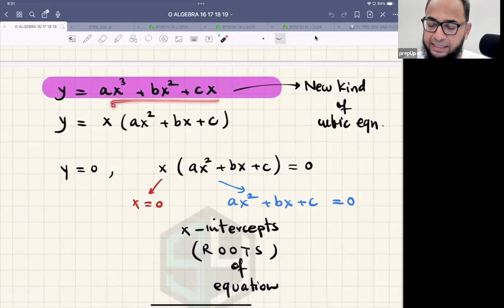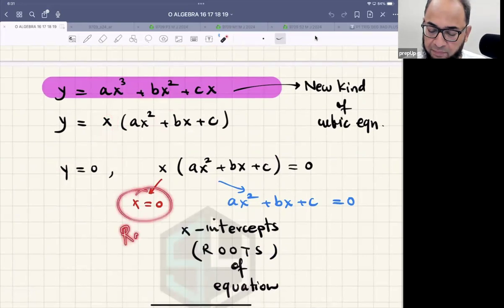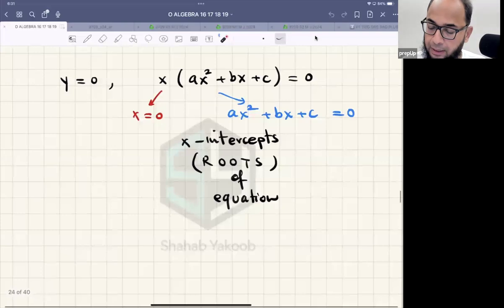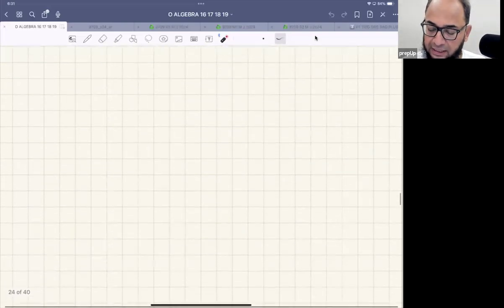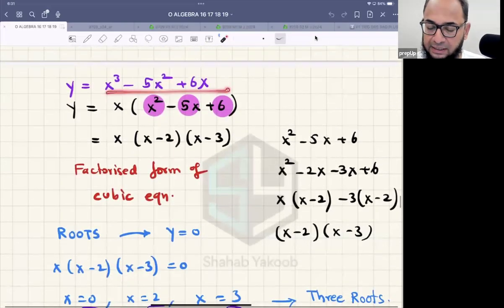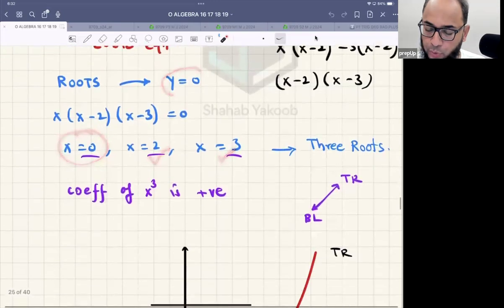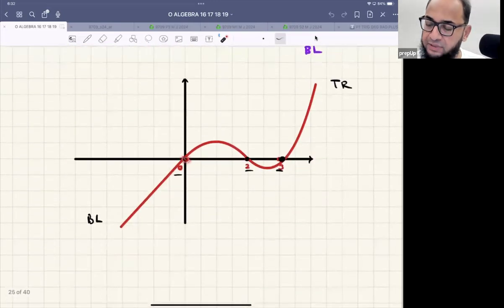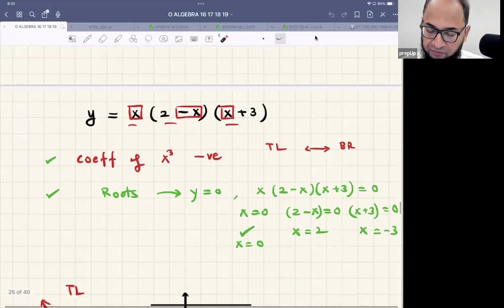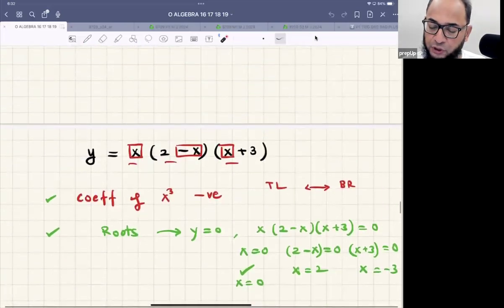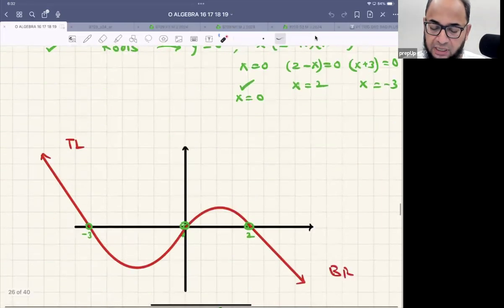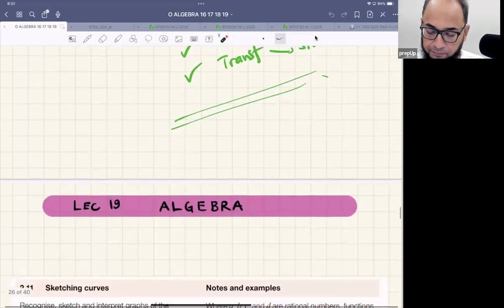Something like this, there is x in all of them, take the x common out. That means one of the roots will be x is equal to 0. It has to pass through the origin. And we just factorize it and get the answer. For example, like this, take x common, factorize it. So one of the roots is x is equal to 0, the other two roots are 2 and 3. That's how it goes. We start with the top right, go till bottom left. Over here, the coefficient of x cube is negative, so we start with the top left, go till the bottom right.